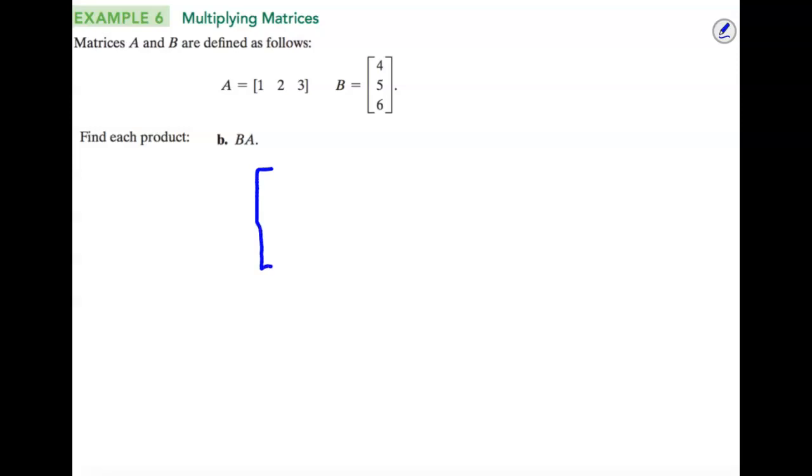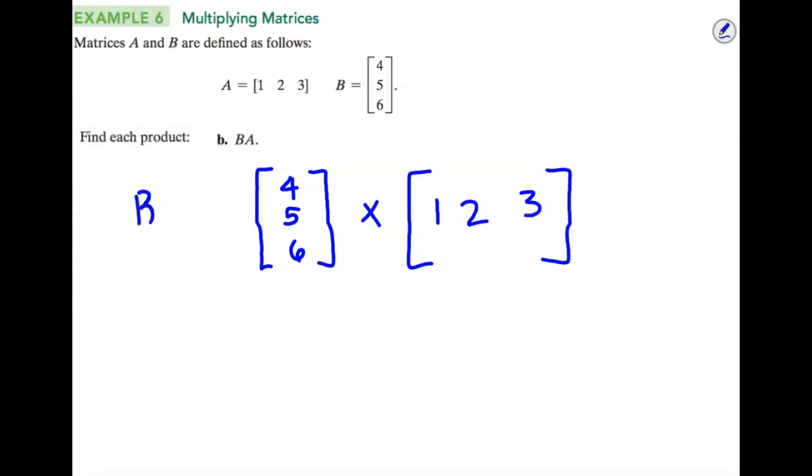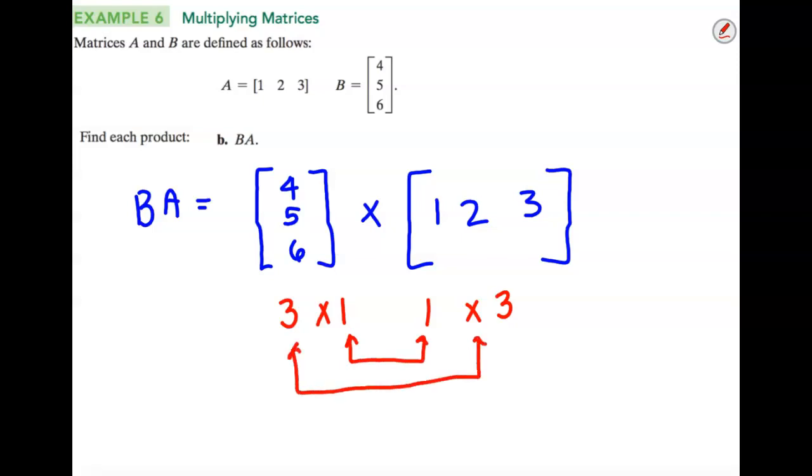So it's going to be 4, 5, 6 times 1, 2, 3. So B, A equals. So let's check. So the first matrix has 3 rows and 1 column. The next matrix has 1 row and 3 columns. So the inner values must be the same, which they are. So the output is going to be a 3 by 3 matrix.